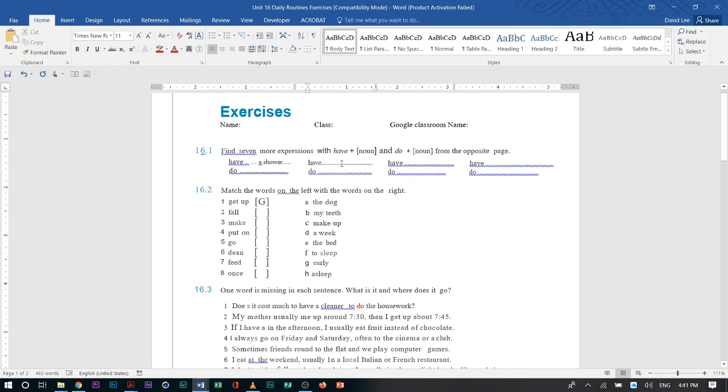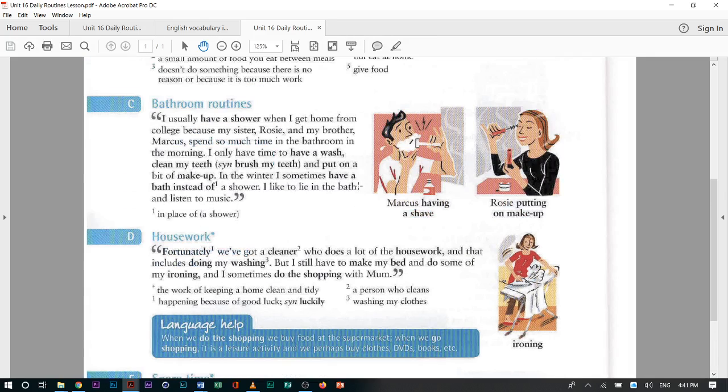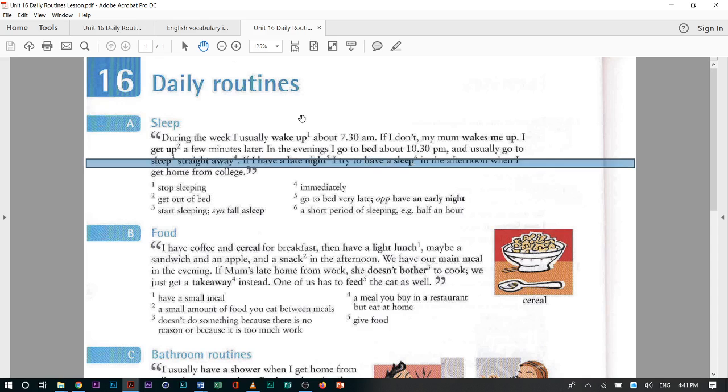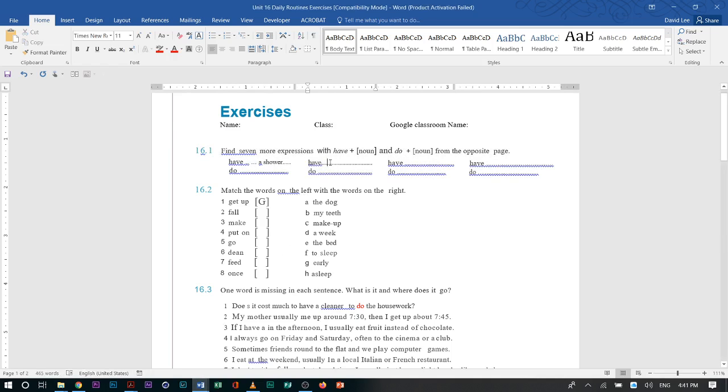For the next part, we do both of these, and they come from the reading in the PDF file. It's going to be in this file right here. You're going to find a have and a do. For example, if you look, see, have a sleep. This is one of them. Have a late night. So you go back to your Microsoft Word document and you just put those.